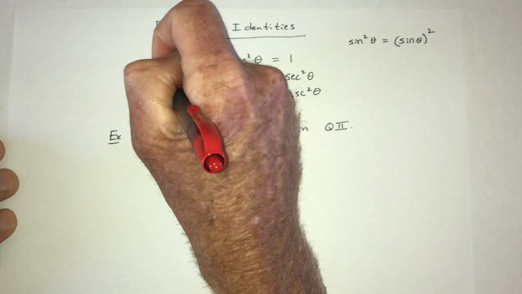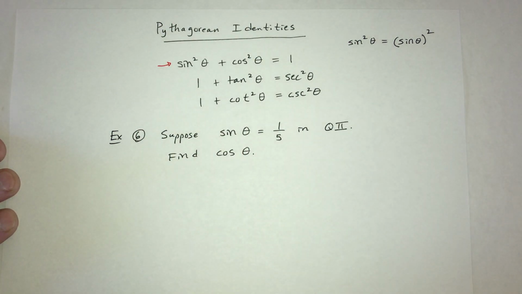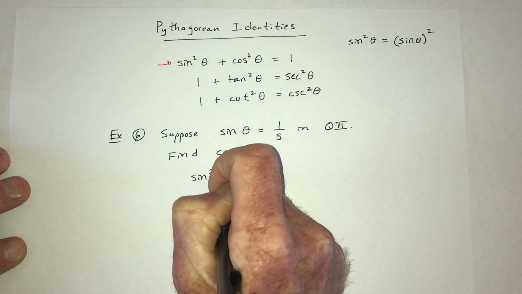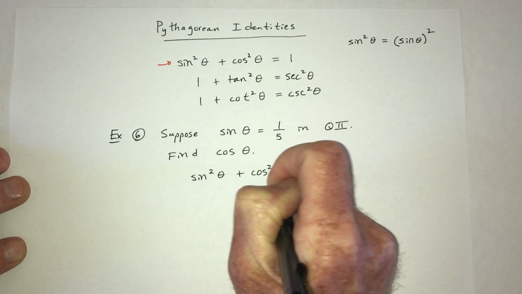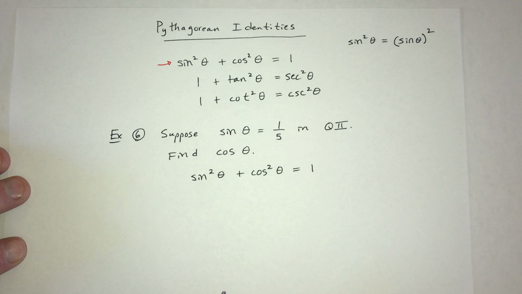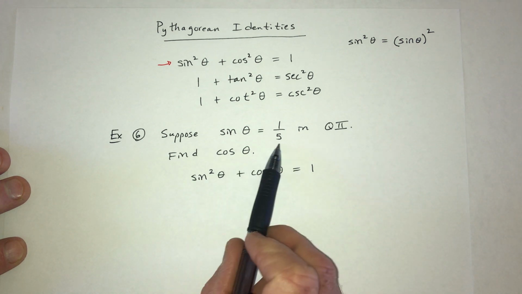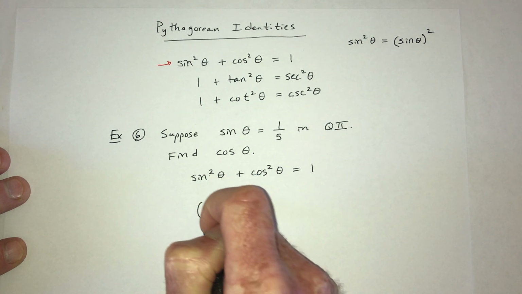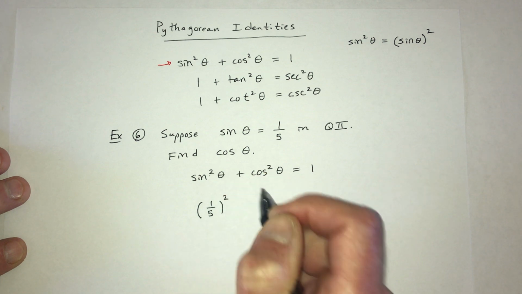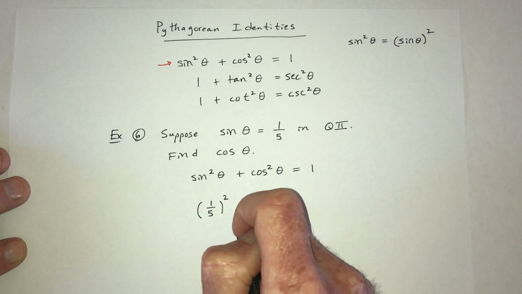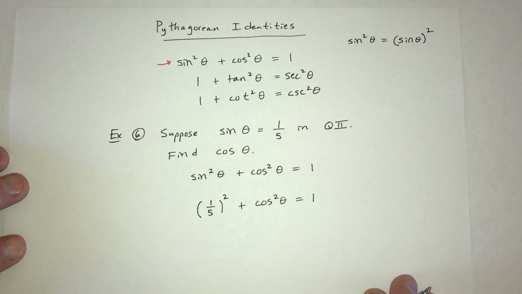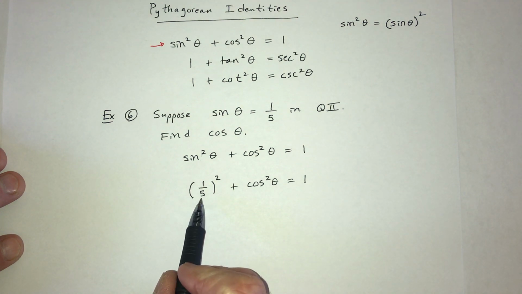So for this, I'm going to use this identity right here. Sine squared plus cosine squared equals 1. Now in place of this sine, put the fraction 1/5. It's still going to have to be squared. So you replace the sine of theta with 1/5, and then it still has to be squared, and then plus cosine squared, and it still equals 1. When you square this fraction, square the top as 1, square the bottom as 25.